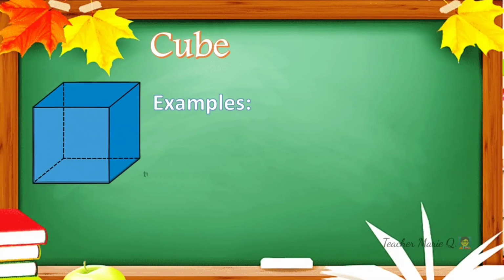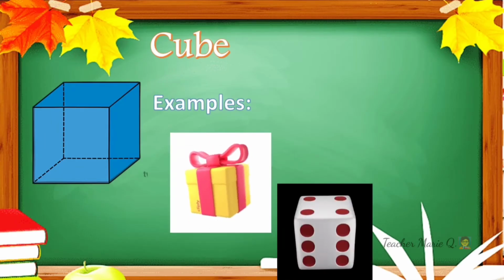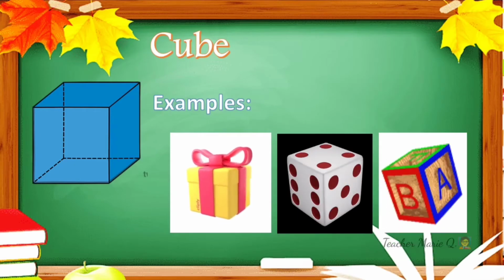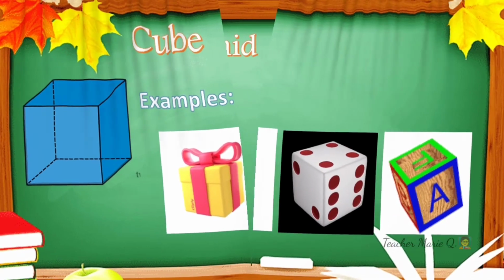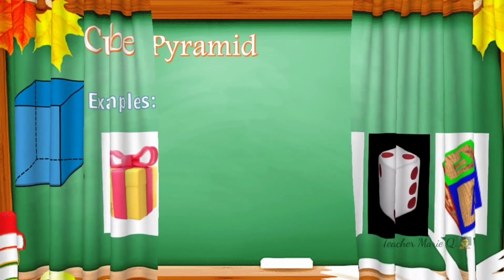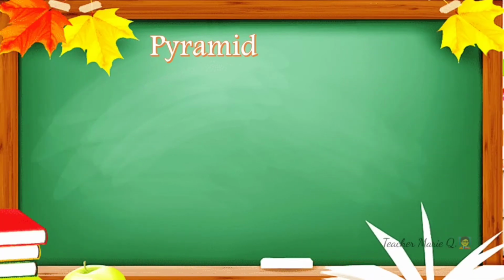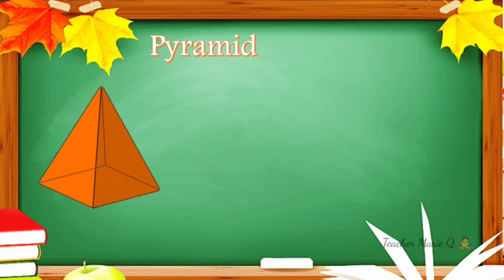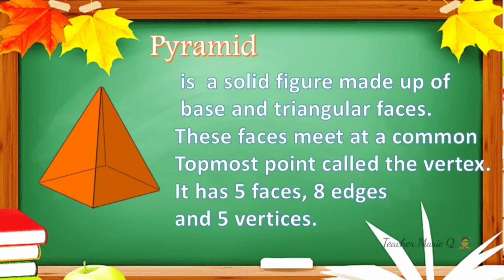For examples, we have here a gift, dice, and block. Another solid figure is pyramid. What is a pyramid? A pyramid is a solid figure made up of a base and triangular faces. These faces meet at a common topmost point called the vertex. It has 5 faces, 8 edges, and 5 vertices.